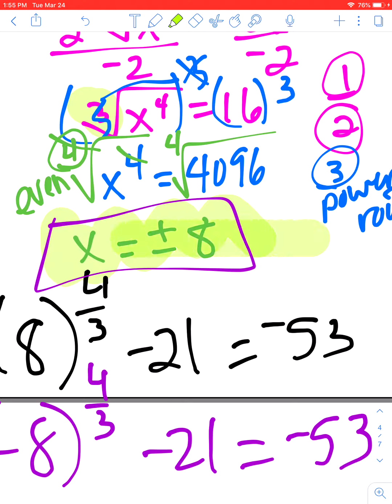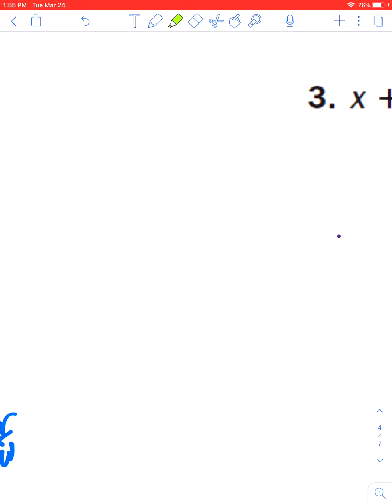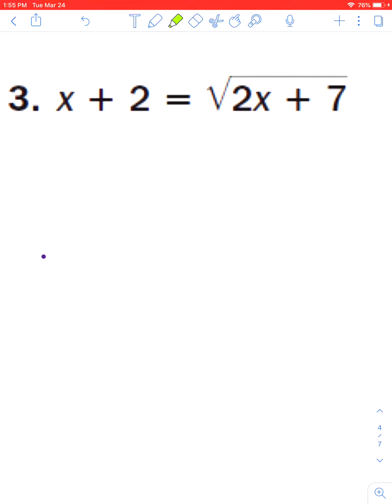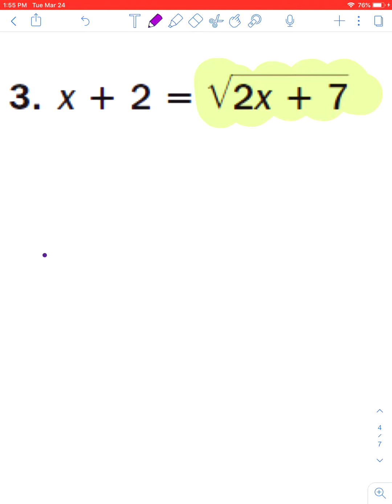All right. And here is our last problem, if I can scroll over there to get it. Okay. x plus 2 equals root 2x plus 7. Step 1, we need to see if the radical is isolated. It is. Step 2, power it up. I'm in the square roots, so I'm going to power each side to the power of 2.